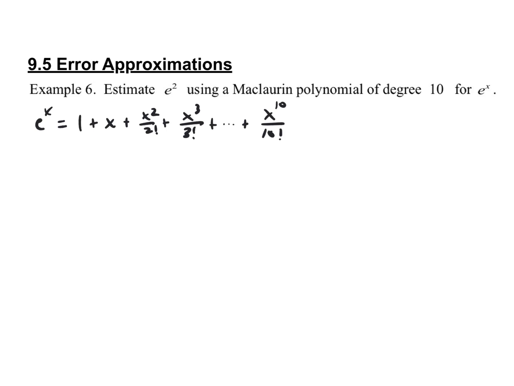Now, since it's a Maclaurin, it's centered at what? 0. So I don't have to worry about x minus anything. But what is x actually going to equal in this problem? 2. So I'm going to replace all the x's with 2's.